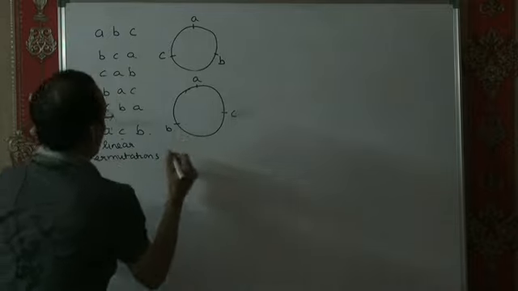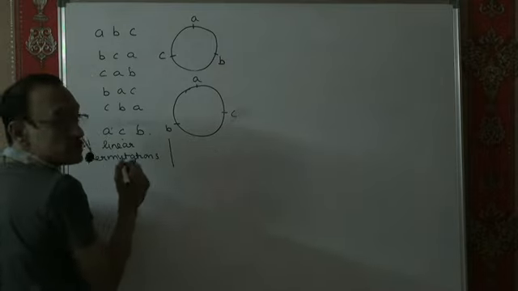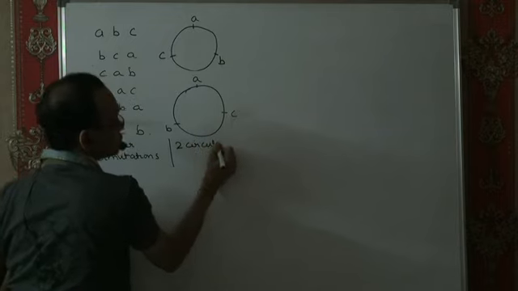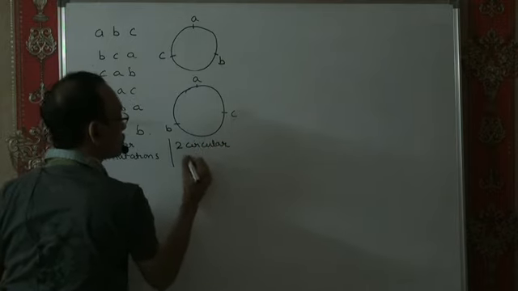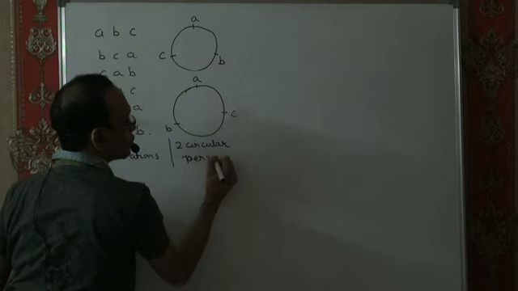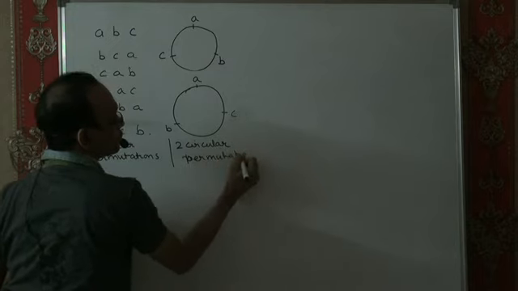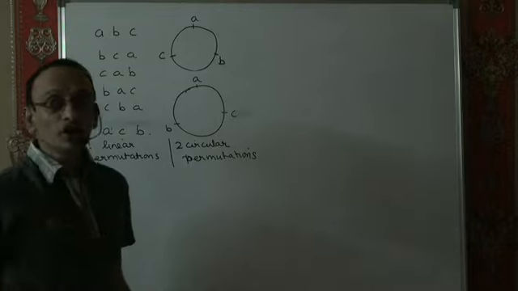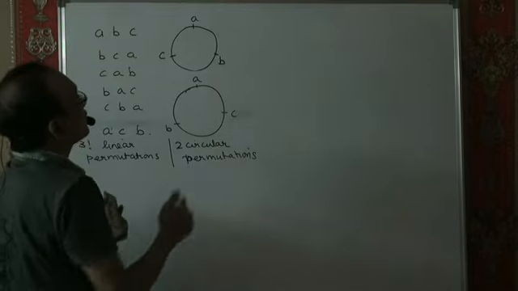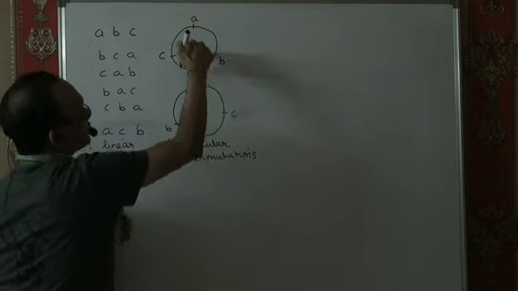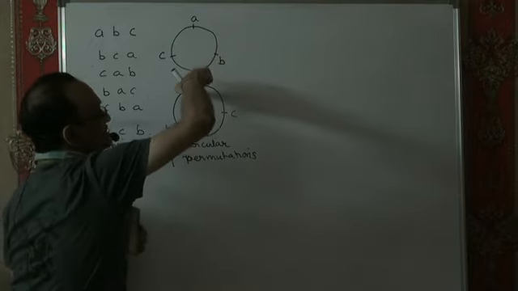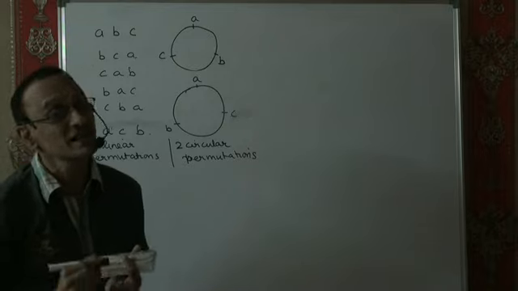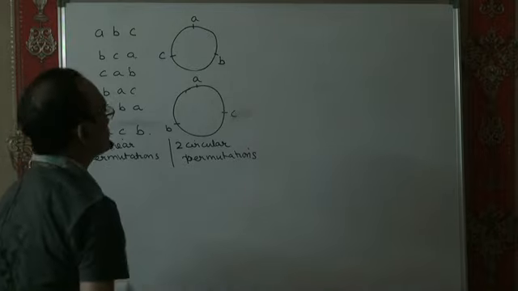So there are 2 circular permutations, versus 3 factorial or 6 linear permutations. And of these 2 circular permutations, one is ABC clockwise, the other one is ABC anticlockwise. So half of these circular permutations are clockwise, half are anticlockwise.